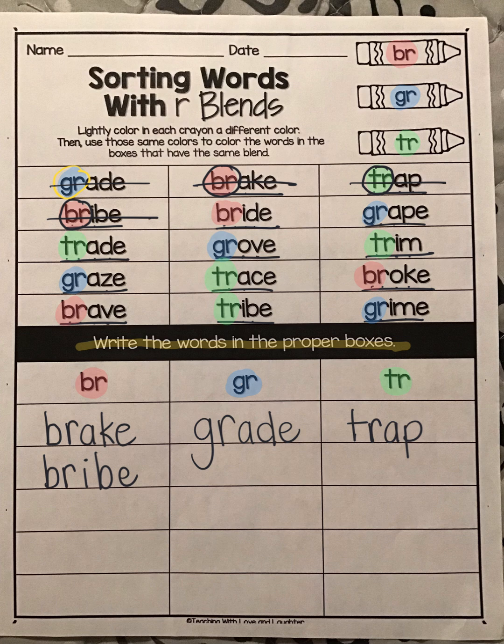Then last one we're doing together, I see the BR in bride. So I'm going to put it under the BR column. B-R-I-D, bride. And cross it off when you're done. Boys and girls, you will continue to sort the rest of the words. Pay attention to the blend at the beginning and the color to put it in the correct column. You're going to do great. Good luck.